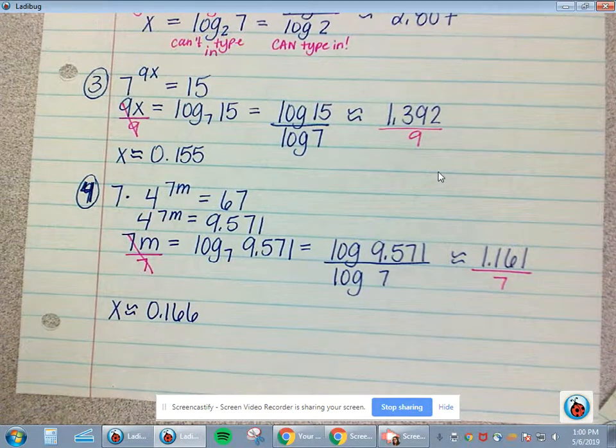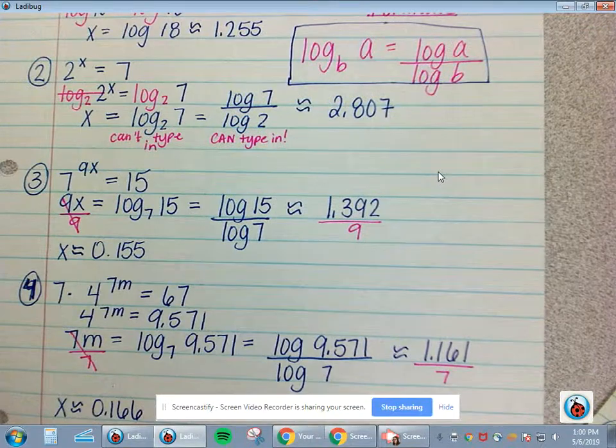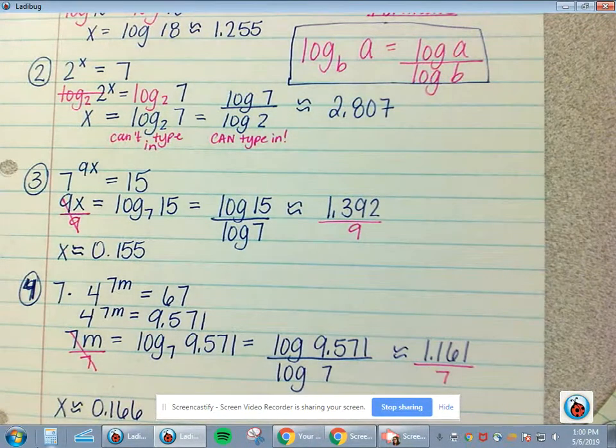All right, I am going to leave it there. We did 4 of them using logs to solve. We did several of them where we were trying to get a common base. I will see you guys next time.